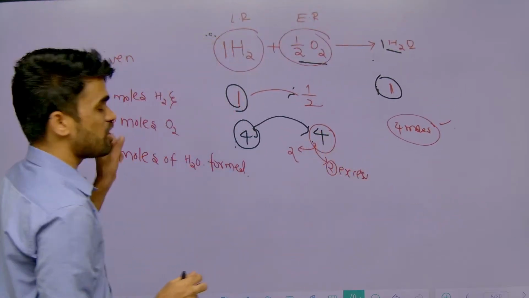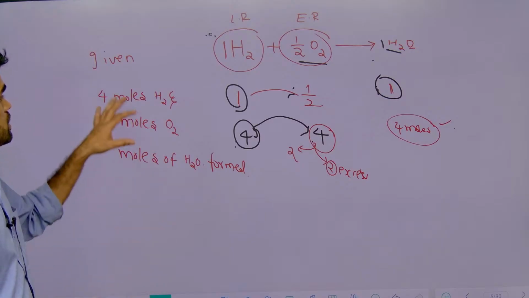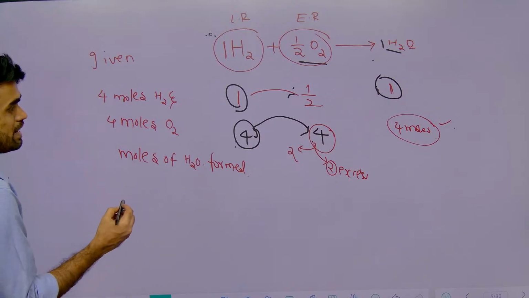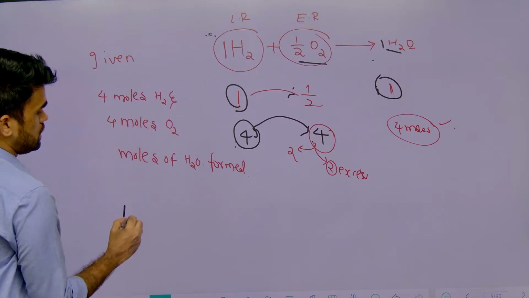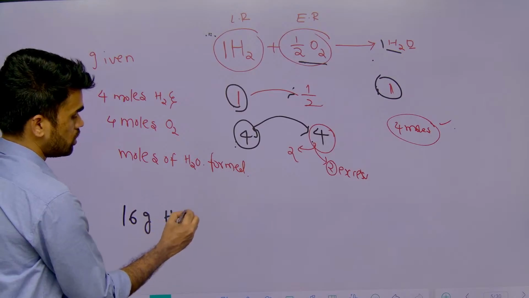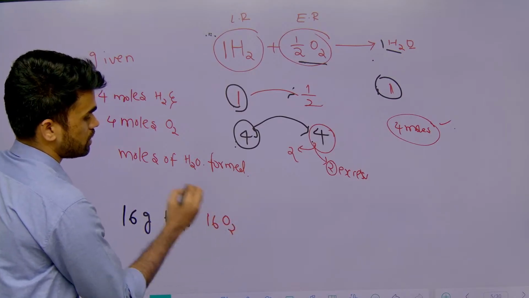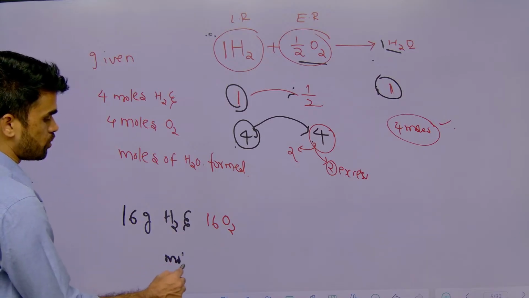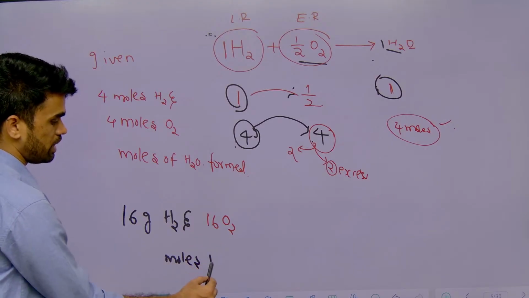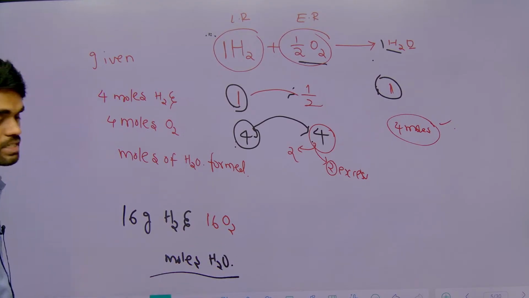Okay, now I gave it in terms of moles, but in the exam instead of giving in terms of moles they may give you in terms of weights also. Let us say 16 grams H2 and 16 grams O2 is given. Tell me how many grams of water produced or how many moles of water produced. Just simple. Understand it and tell me your answer. Also identify limiting and excess.